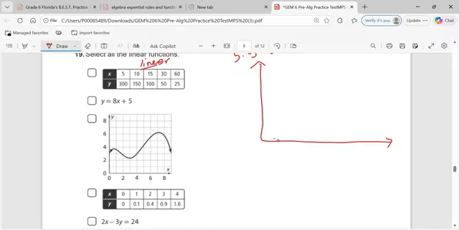5, 10, 15, all the way to 60. So let's do 10, 20, 20, 40, and 60 here. All right, so that means that's 10. 5 has got to be here. And then my numbers here, I'm going to make them by 50s.